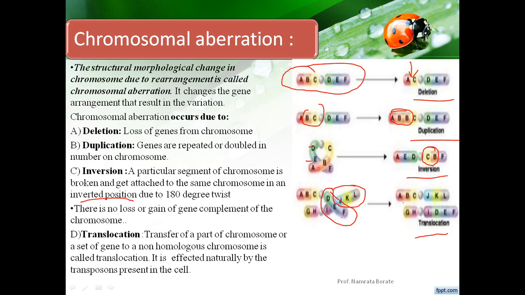Here in the original chromosome, A, B, C are on one side and on the other side there are D, E, F. But when the translocation phenomenon occurs, instead of D, E, F, the genes will be J, K, and L. That is naturally affected by the transposons present in the cell.